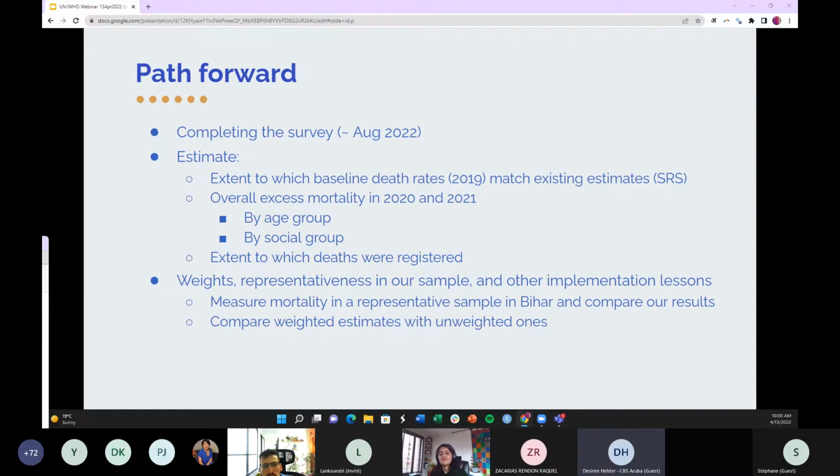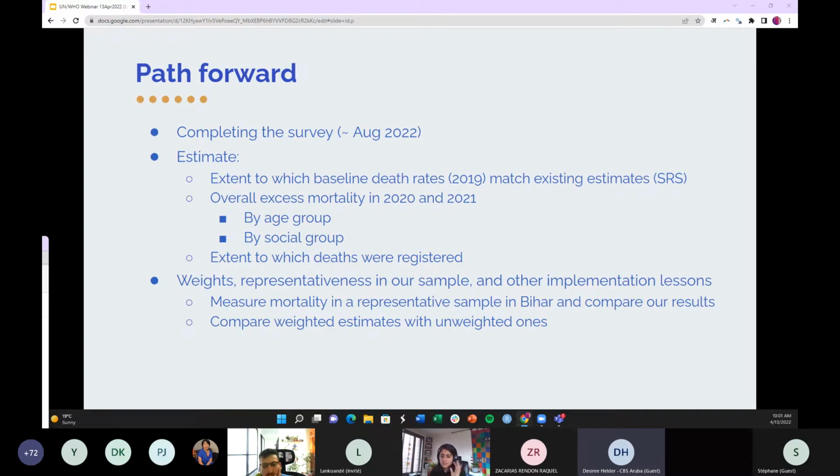Thank you. And yeah, I'll end with this. Finally, we are working towards completing this ongoing BMAP survey by August 2022. And we will have estimates for a bunch of things, mainly the extent to which baseline death rates match existing estimates from the SRS, overall excess mortality in 2020 and 2021 by age group, social group, and sex, of course, and the extent to which deaths were registered.